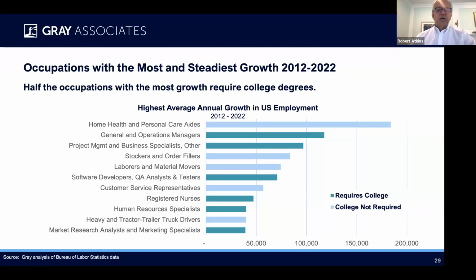And we got a couple of others, stockers and fillers, laborers and movers and such, but almost half our list is jobs that require a college degree: general and operations managers, project managers, software developers, QA, registered nurses, human resource specialists, and marketing research analysts and marketing specialists. So the college requirement is alive and well and growing.